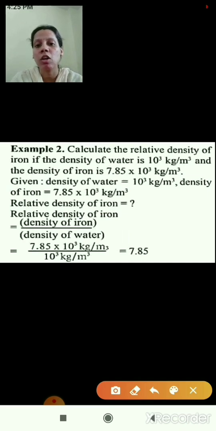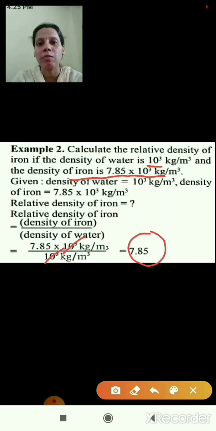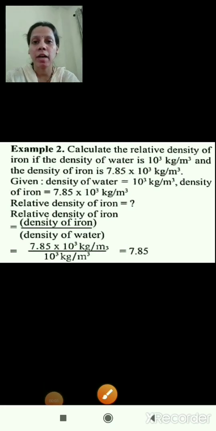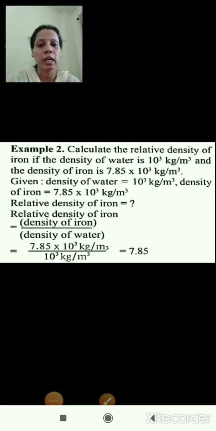So what is the density of iron? That is given, 7.85 multiplied by 10 raised to 3. In the question it is given. See here, this is density of iron and density of water is 10 raised to 3. So 10 raised to 3, 10 raised to 3 will get cancelled. So what is remaining? 7.85. So what is the relative density of iron? 7.85.